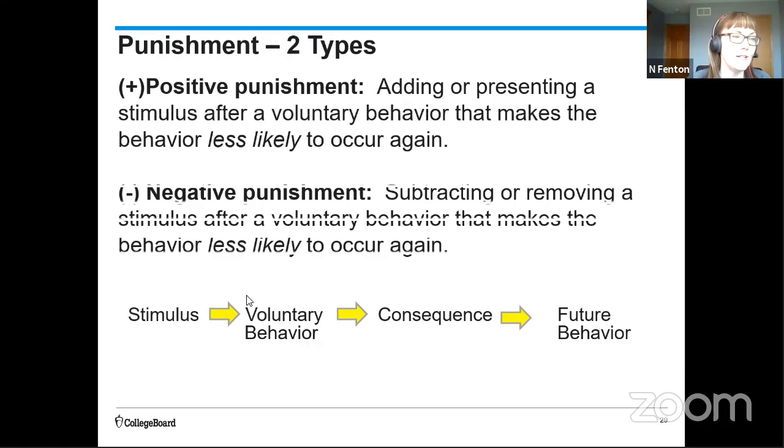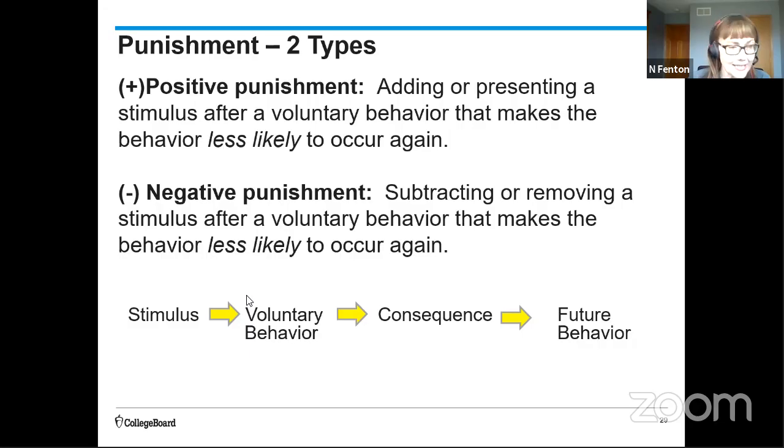Now, punishment, you have both positive and negative. And again, it's addition and subtraction. It's not about happy or sad. So with a positive punishment, you're going to add something. You're going to present something to the organism after the voluntary behavior that decreases that behavior in the future. If it's subtraction, if it's negative punishment, you're going to take something away that's also going to make that behavior less likely to occur in the future. A common example of negative punishment is a timeout, right?